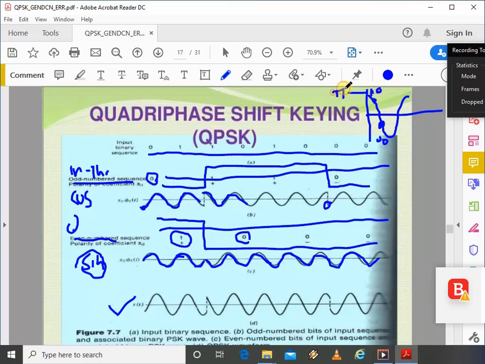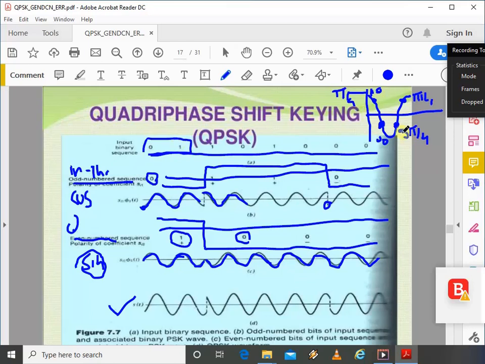Okay, pi by 4. Next dibit is 00. It is 135 degrees, nothing but 3 pi by 4, which will come somewhere here. Next dibit is 01. It is making use of a phase shift of 5 pi by 4, nothing but 225 degrees. And the last dibit will be 11. It is using a phase shift of 7 pi by 4. So here in the given input sequence, let us consider the first dibit as 01.